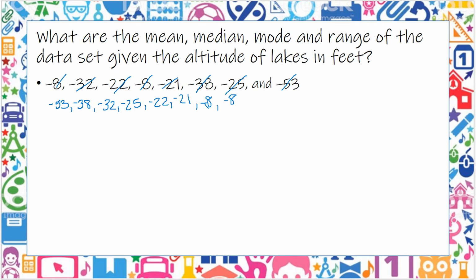Okay, now that we have that from least to greatest, I can count my numbers. I have 1, 2, 3, 4, 5, 6, 7, 8. So halfway is right here. That means we're going to find the mean of negative 25 and negative 22. We're going to add those together and then divide by 2. So negative 25 plus negative 22 is negative 47.